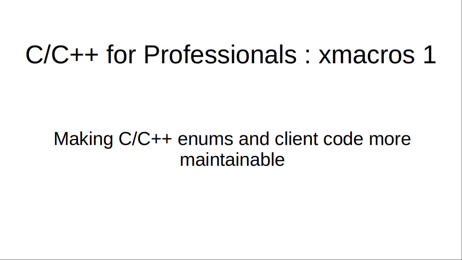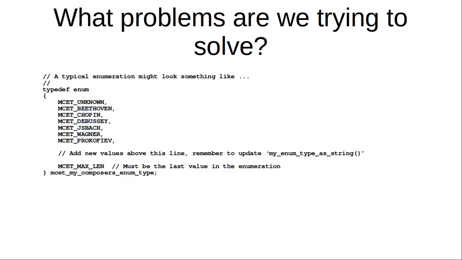So, without further ado, what problems are we trying to solve? Here we have a typical enumeration which we can find in much production code. Note, in this C fragment we're using a prefix mcet_ to mimic C++ namespaces.